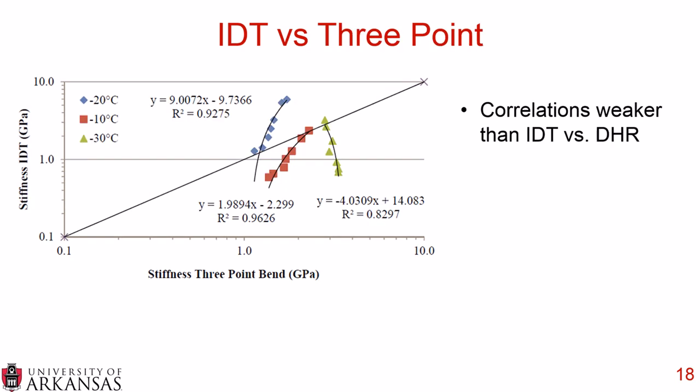When we look at the IDT versus the 3-point bend, these correlations were weaker than for the IDT versus the DHR that we just saw. So looking at the IDT versus the DHR, which is the smallest one, we actually saw better correlation than here, the IDT versus the 3-point bend. Another interesting thing is the testing that was done at -30 did not correlate very well, and one of the reasons is because of how brittle the mixture became, and that was especially complicated with those long spans that you saw with the 3-point bending configuration.